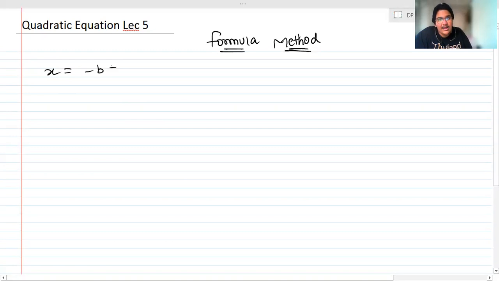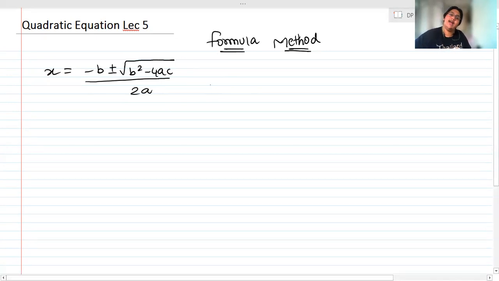minus b plus or minus under root of b square minus 4ac upon 2a. This is the formula: minus b plus or minus under root of b square minus 4ac upon 2a. Okay, and there are a few things we should know about it.